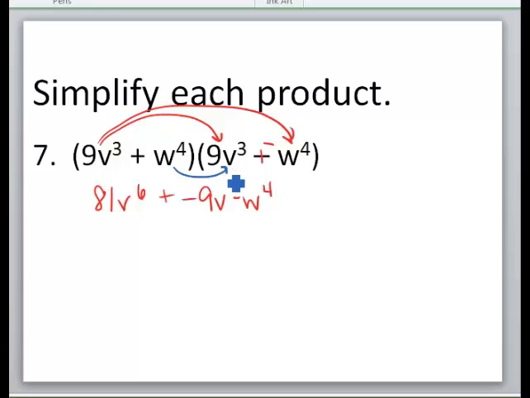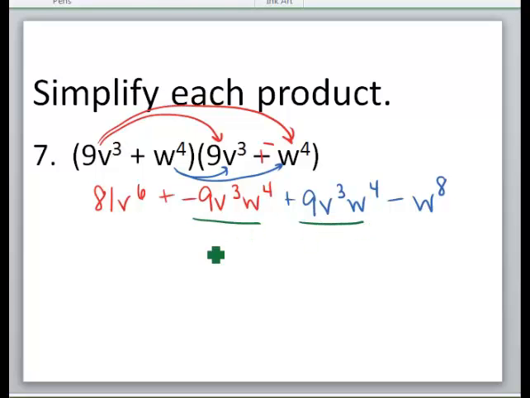Now I'm going to distribute w to the 4th through. W to the 4th times 9v cubed would be 9v cubed w to the 4th. Then w to the 4th times negative w to the 4th is negative w to the 8th. Those terms fall out. They give me 0, so I get 81v to the 6th minus w to the 8th. I have two special cases here.